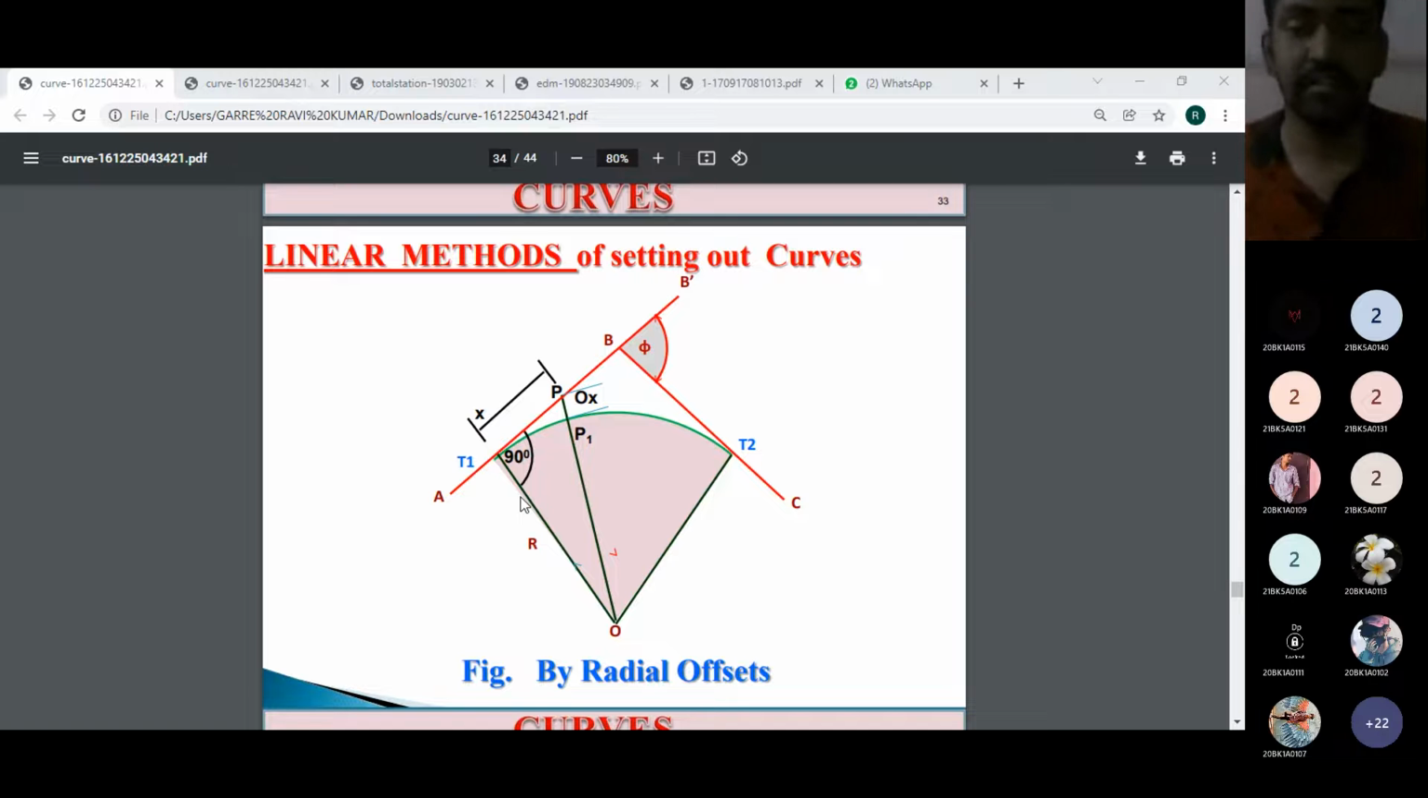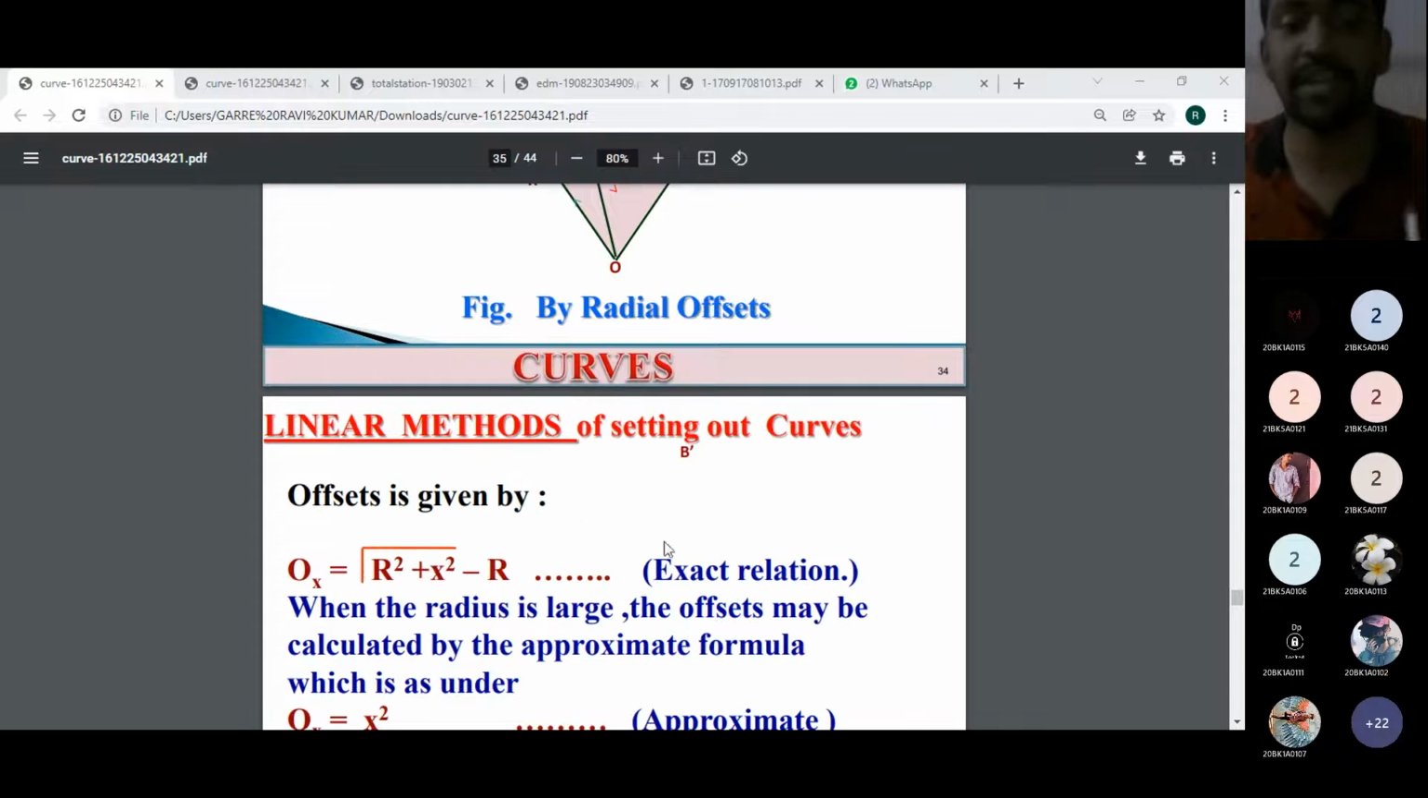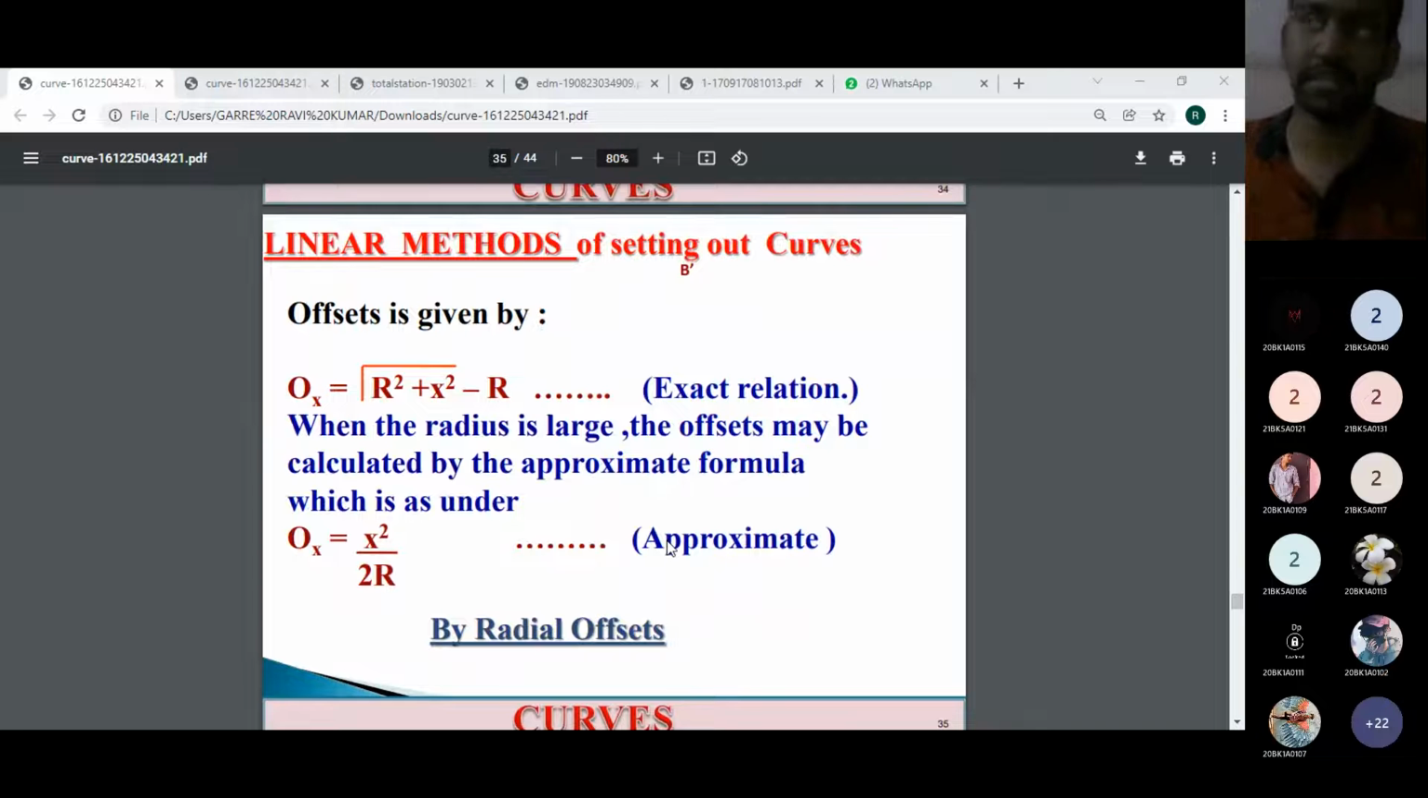Then regular intervals are to be calculated for setting out the offsets. That interval of offset can be calculated here. Ox is equal to the square root of r square plus x square, minus r. Therefore, it can also be written as Ox is equal to x square divided by 2r. By using this we can get the interval between the offsets as well as the length of the offsets. Ox is equal to x square by 2r is the formula to know how much offset to be kept.